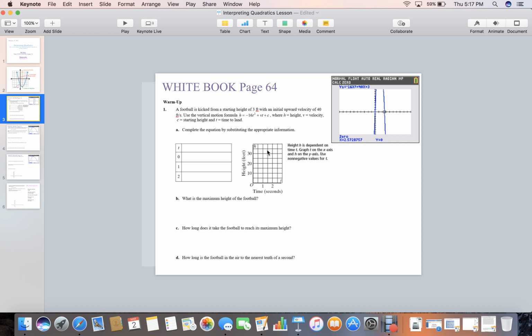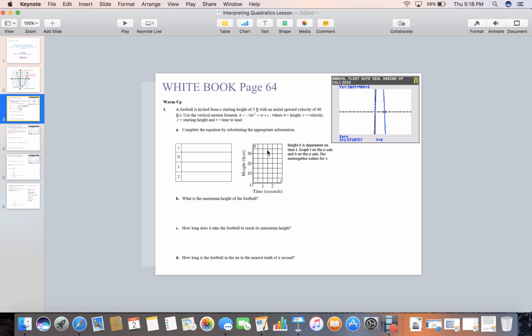Then I will ask the students, what is the maximum height that the football reached? And they will identify this from looking for the turning point in the table or the graph. This answer will then guide them directly to my next question, which asks them how long it took the football to reach its maximum height. The students will then refer to the corresponding x value of the maximum height.